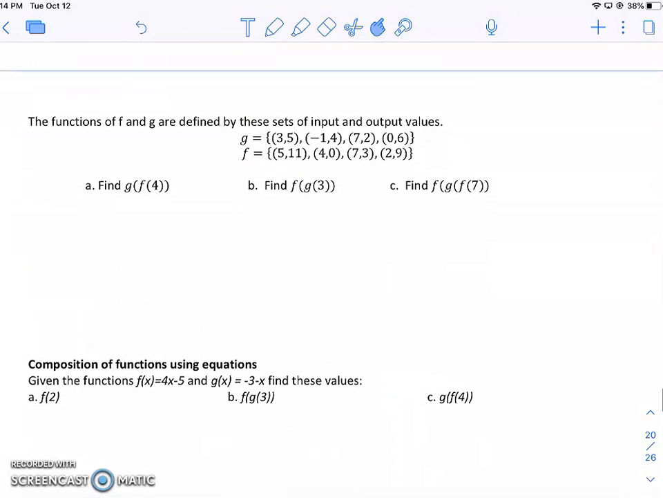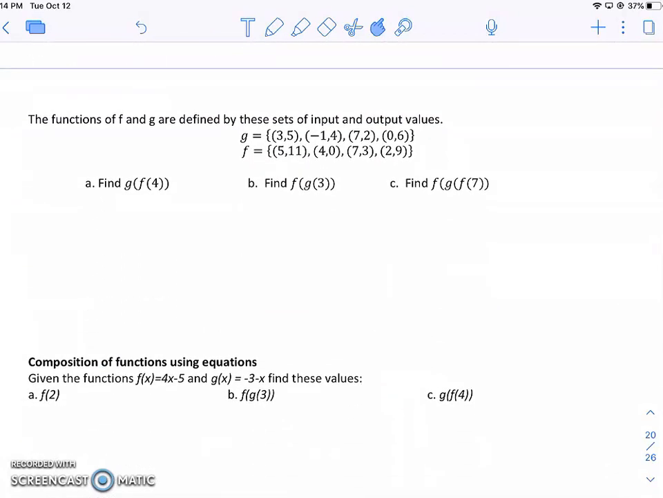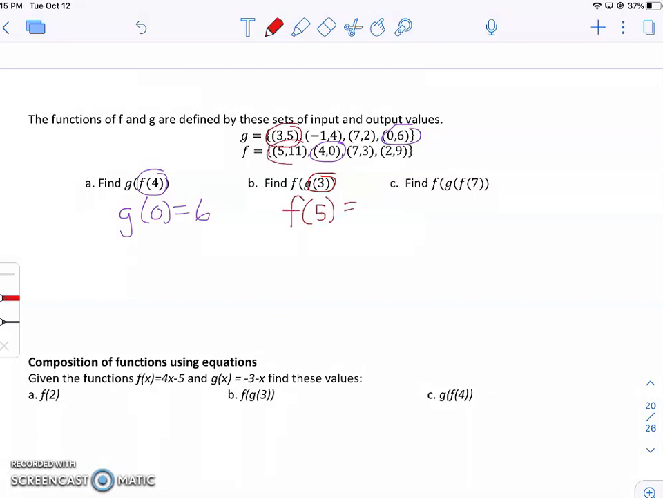Let's take a look at it with some coordinates here. For f of g of 4, we do the inside first. So f of 4 is right here. So this is really g of 0. Here's g of 0, and we end up with 6. The next one, first we do the inside, g of 3. Here x is 3, and we get 5 for our y. So this is f of 5, which is right here, and f of 5 is 11.